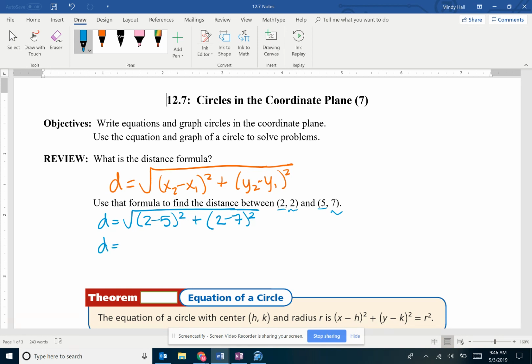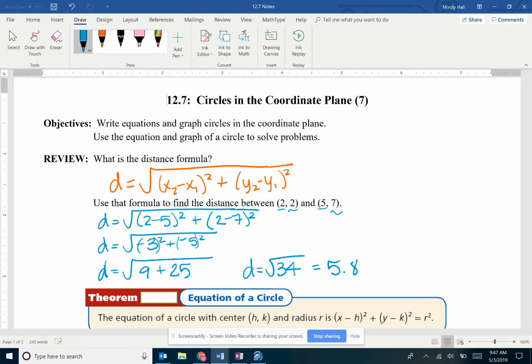So d then equals the square root of negative 3 squared plus negative 5 squared. You can throw parentheses in there if you want. And the reason why it doesn't matter which order you do it in is because when you square it, then it becomes positive 9 plus 25. So 9 plus 25 is 34, so our distance is the square root of 34. And to get that as a decimal, square root of 34 is, trying to use the calculator, and I have fat fingers apparently. And that is 5.83.